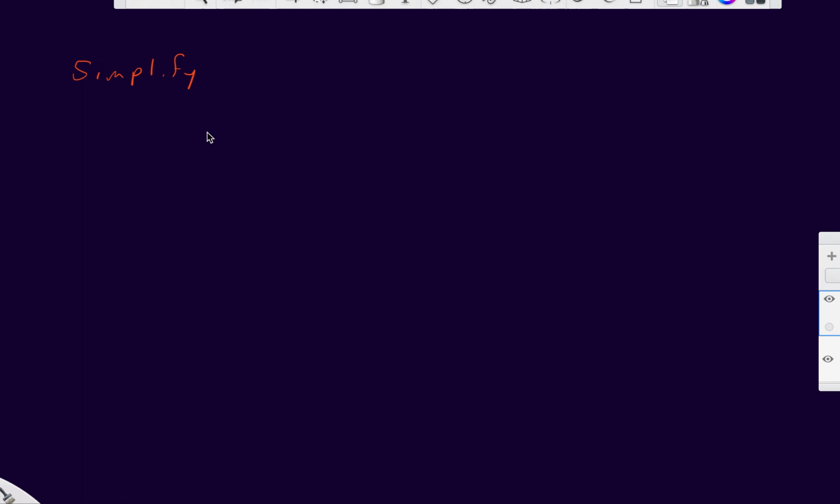So it says, simplify this. It says, hey, what if I have, let's say, 3x squared, and we'll cube that, and then we'll multiply that next one by 4x to the fifth. And it says simplify this whole thing.